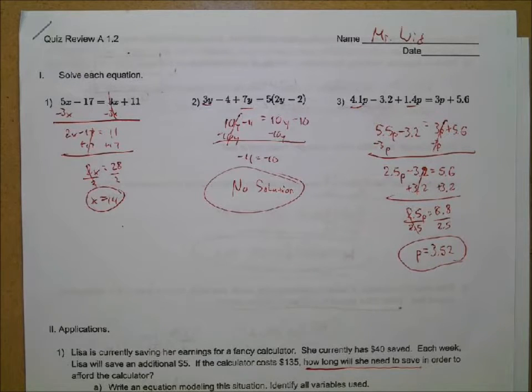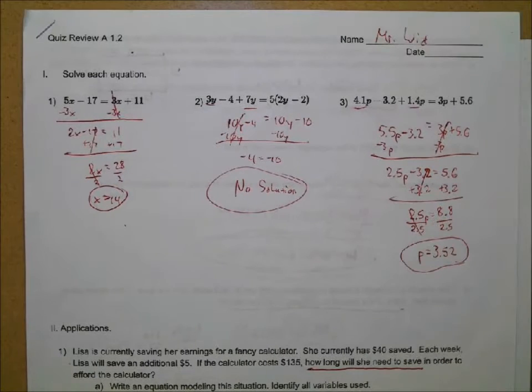Okay? And then there's number 4. Combine like terms, get p over to one side and solve from there. Okay? Any further questions on 1, 2, or 3?